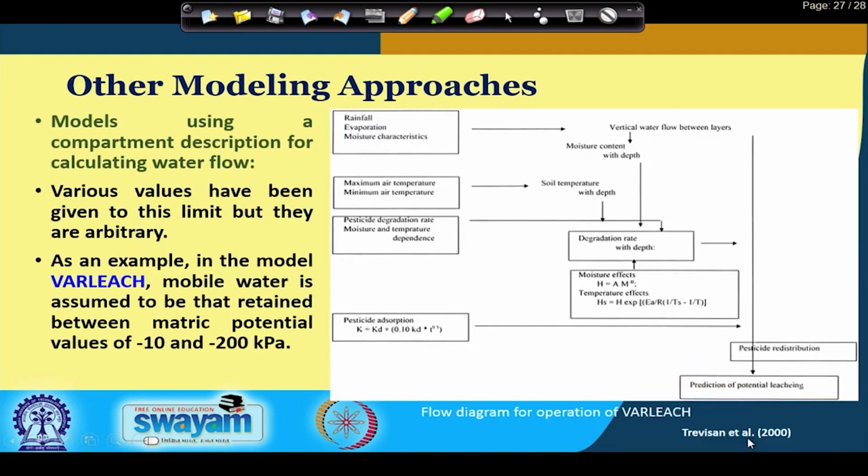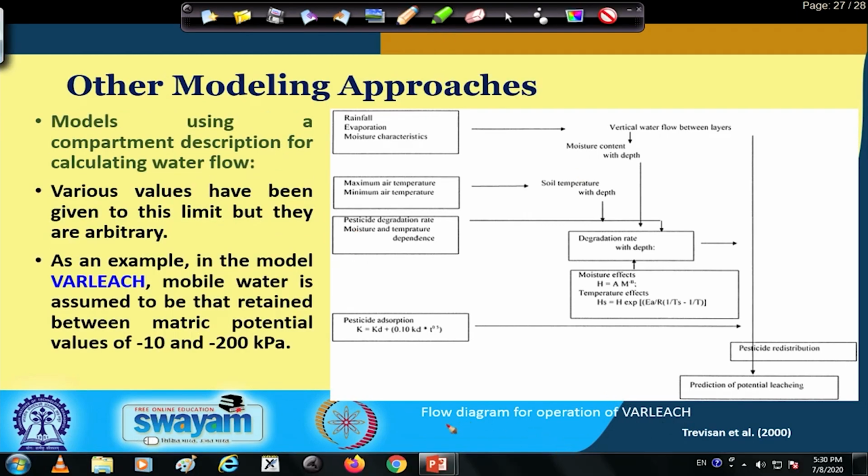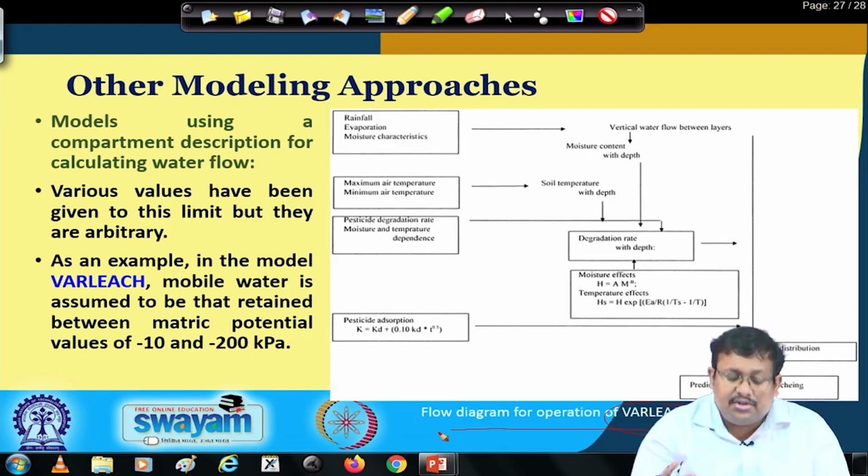Here I am showing a flow diagram of a model using the compartment description for calculating the water flow. An example is this Verlich model. This is the flow diagram of the operation of the Verlich model. Various values have been given to this limit, but they are arbitrary. Remember that we are talking about simulating the model output for 1 day. However, this duration can also be changed, so this limit can also be arbitrary.